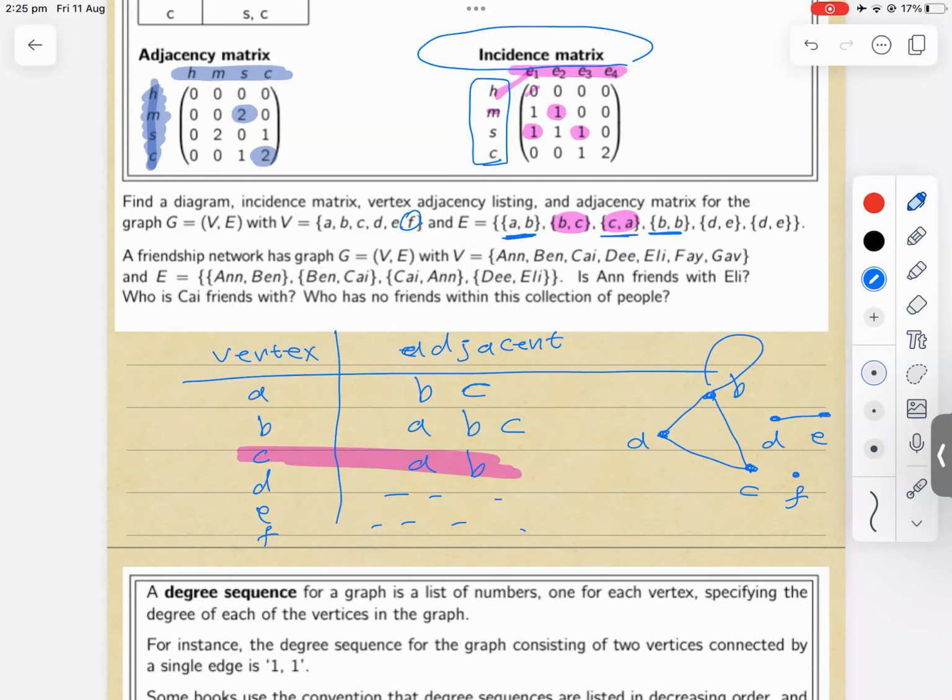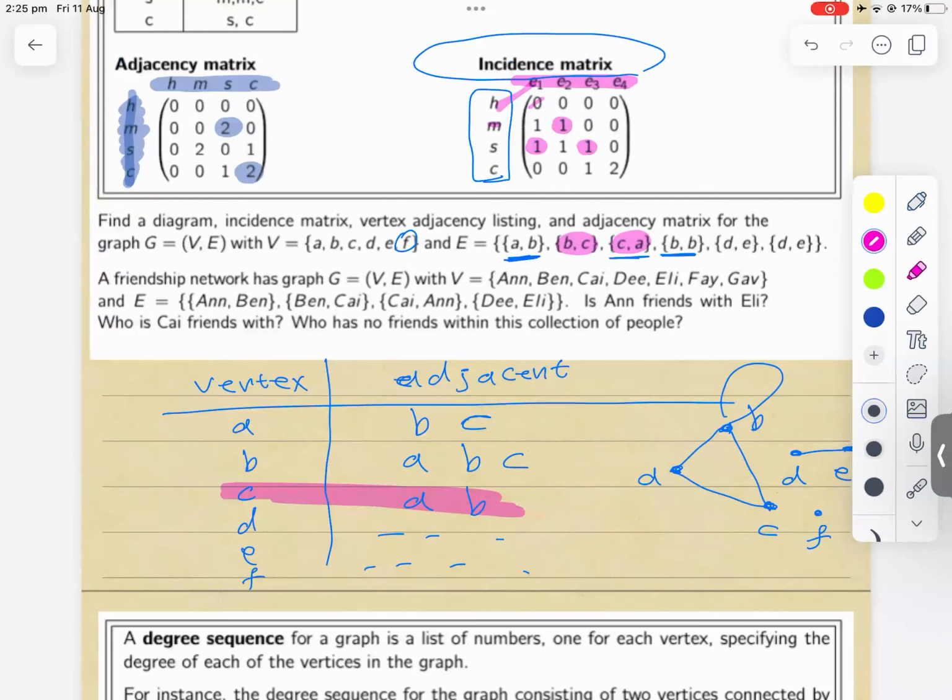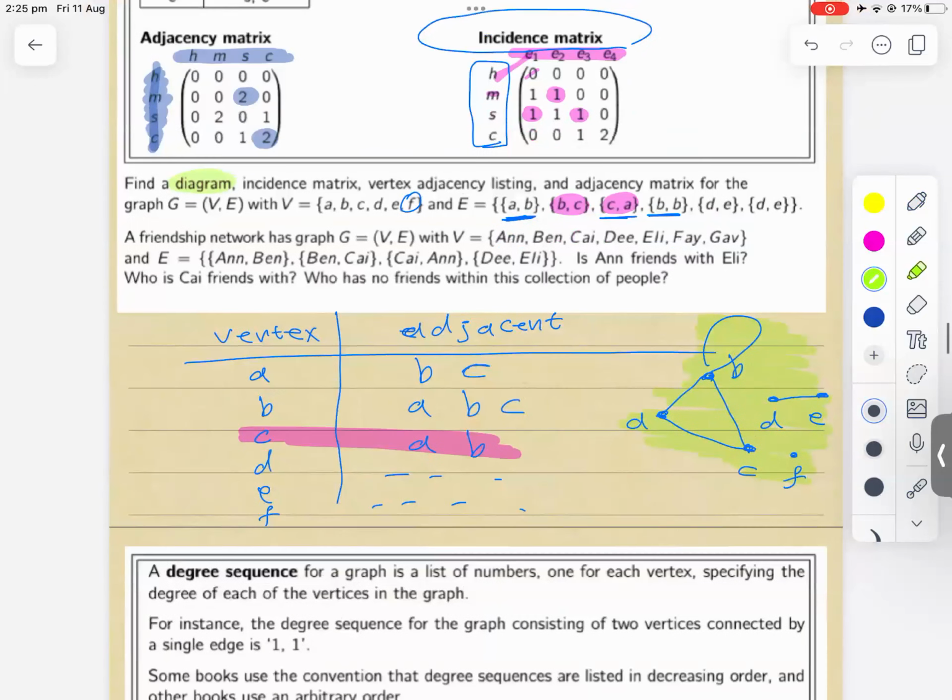So this green color is related to the, where is that? Diagram. Okay, so you will have this solution. So maybe it will help you, it will be a hint or guide to complete this question.